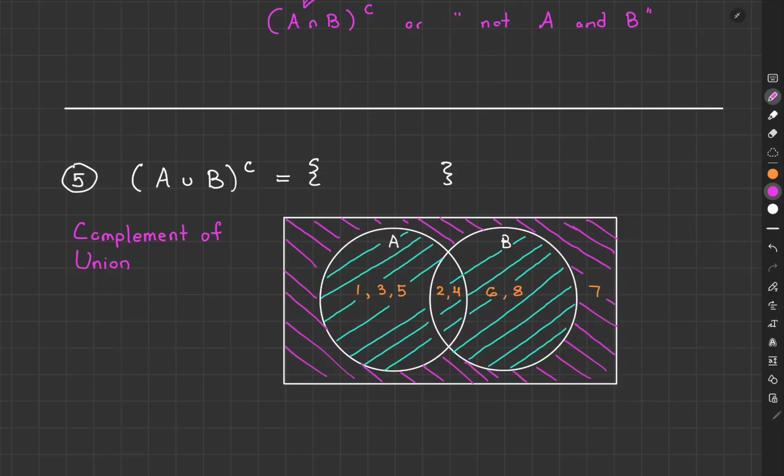Or not empty space. It contains 7. It's mostly empty space, but it contains 7. So the complement of the union in this case is just 7. This is going to be called A or B complement. And you might read this as neither A nor B.